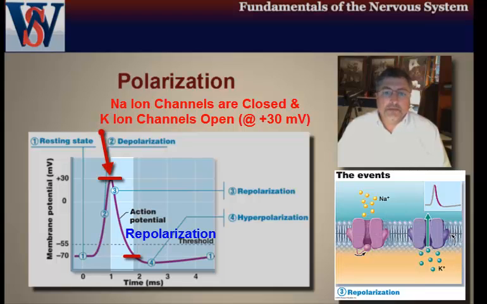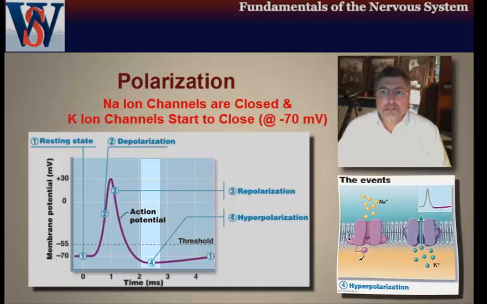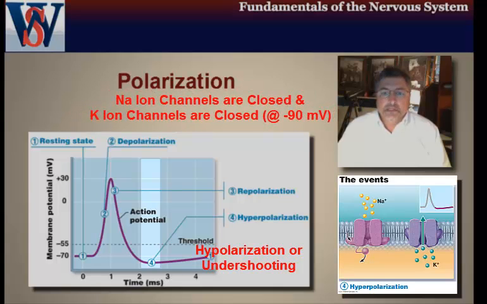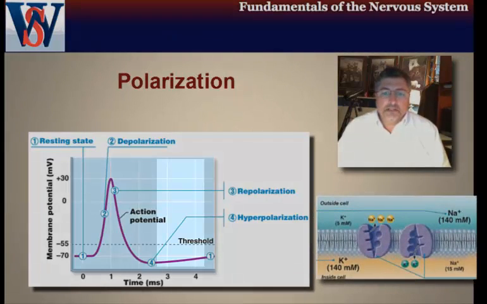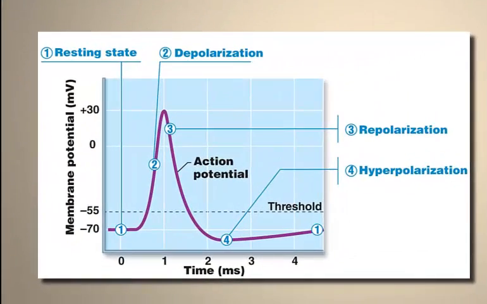Notice that as it approaches that negative state and gets back down to the resting state of negative 70 millivolt, that charge is what triggers the potassium gates to start to close. They're a little bit quicker to close, but they still allow more potassium to move out and allow the charge to approach below the resting state. That event is known as hyperpolarization, also known as undershooting. Now, the gates will close, and as the potassium gates close, the sodium gates are already closed. Then we can use the ATP-driven sodium-potassium pump to reestablish and bring us back to that resting state one more time.